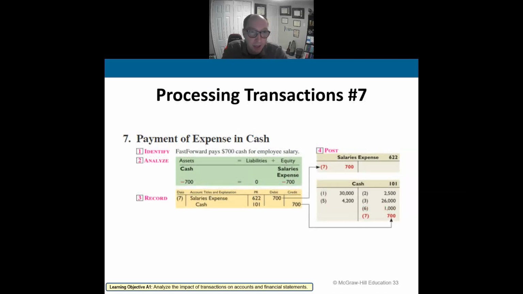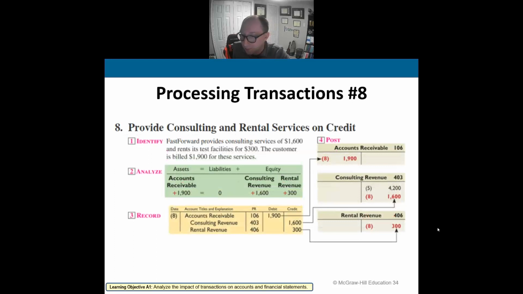So another one, sorry it's blurry, I don't know why. I am paying an expense in cash for my employee. I'm paying my employees. This is their net. Identify, I'm paying my employee $700. Reduce my cash. Salaries expense. Third thing I do is debit salaries expense to increase the expense. Credit cash to reduce my cash. And then the fourth thing I do is post them to the general ledger accounts.